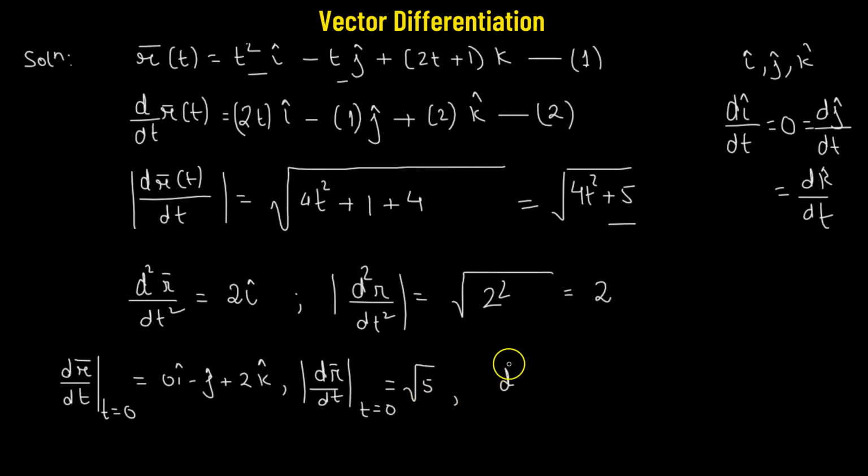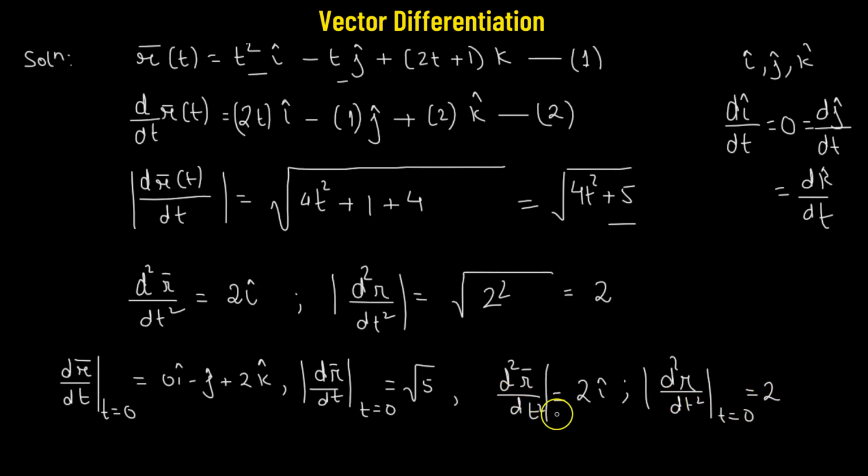Then coming to the second derivative with respect to t, this will be equal to 2 i cap, and its magnitude at t equals 0 is equal to 2. The same goes for the second derivative computed at t equals 0: this will be 2 i cap.